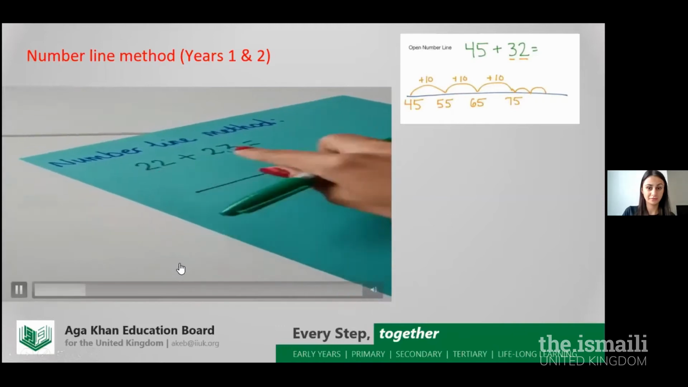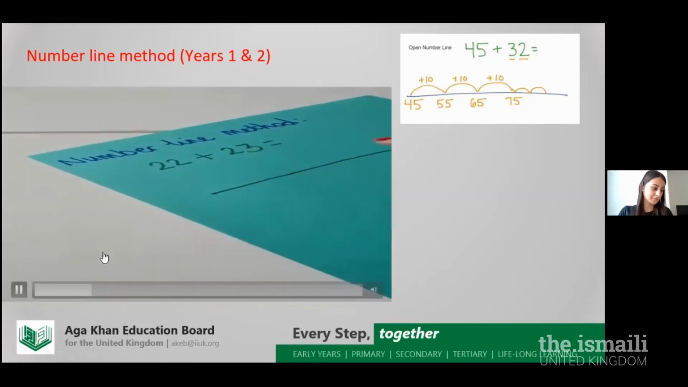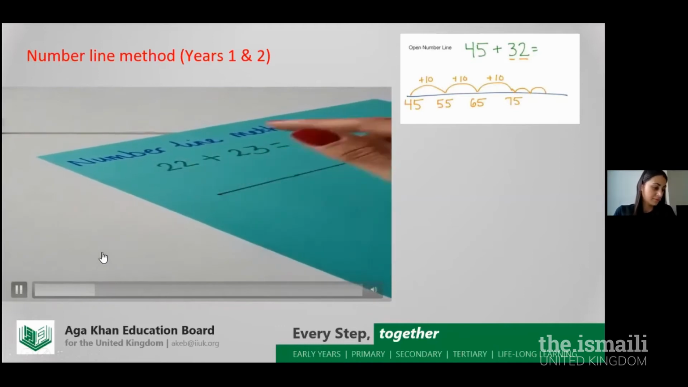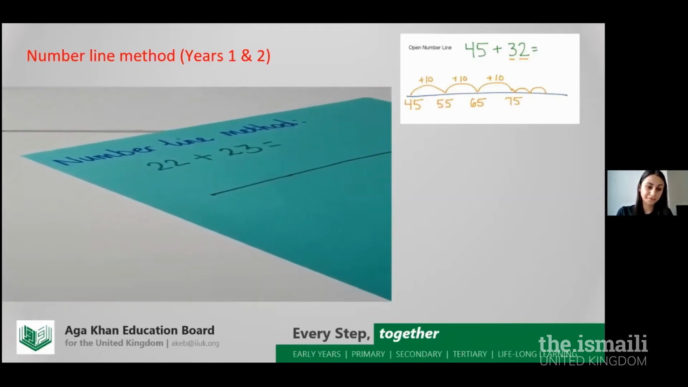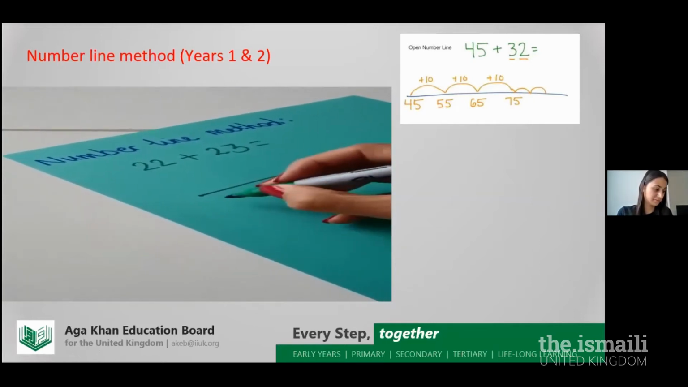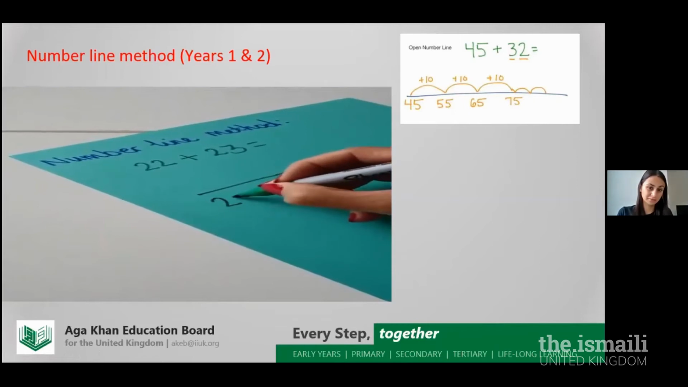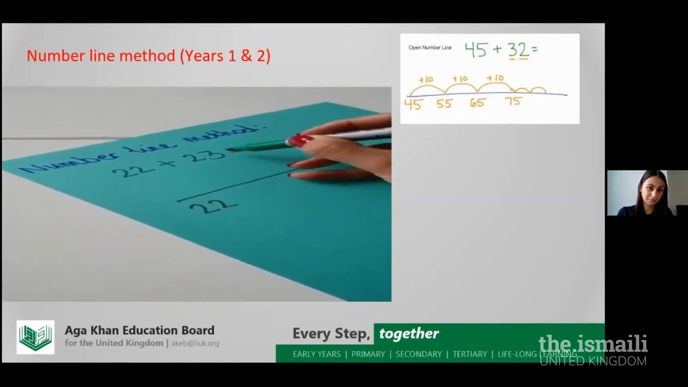Now I need to take a look at my numbers that I'm working with. I'm working with 22 and 23. So I'm going to start at 22. Now remember, you can start at 23 if you would like, because addition is commutative. It can be done in any order. So I'm going to start at 22. I need to look at what I'm adding on, 23.